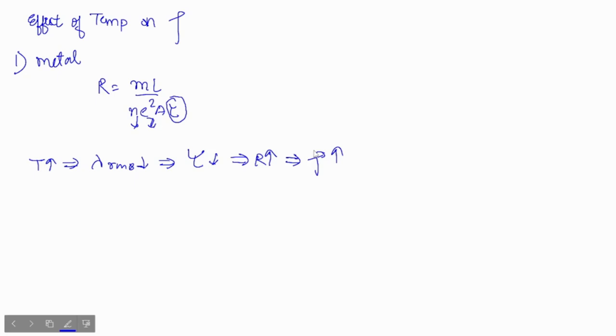Now for electrolyte, as T increases, what will happen? This will decrease the viscosity, so ions get more freedom inside the electrolyte. Hence resistivity or resistance of electrolyte will decrease.